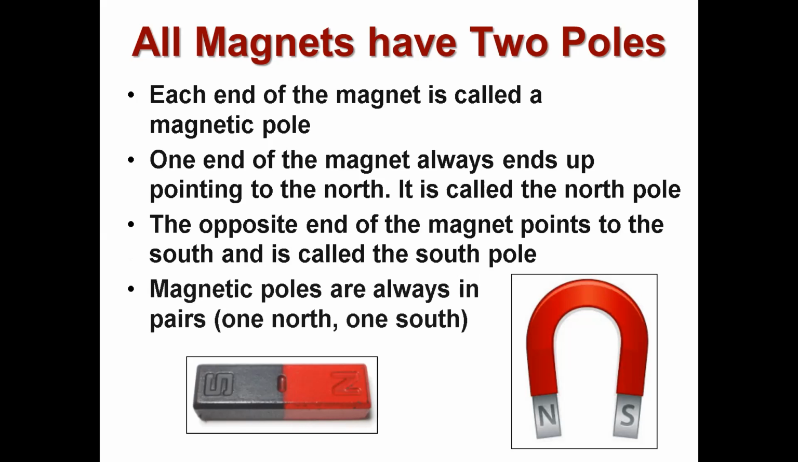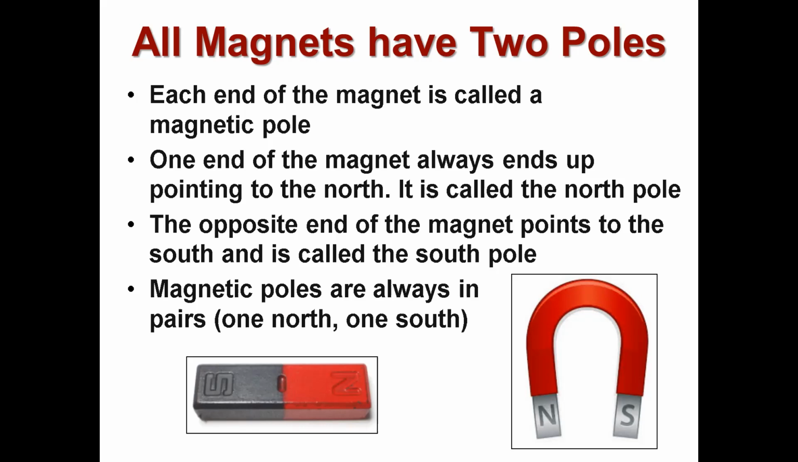Now, the poles must be in pairs. What does that mean? You cannot see a magnet with a north part only, or with a south part only. They must come in pairs. With charge, we can have a positive charge alone or a negative charge alone. But with magnetism, no. The two poles must come together, south and north.